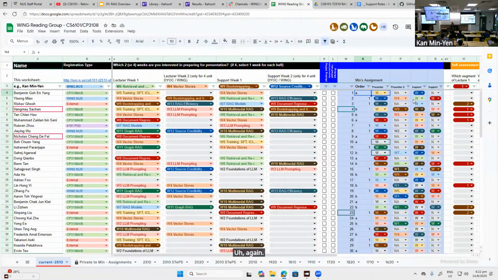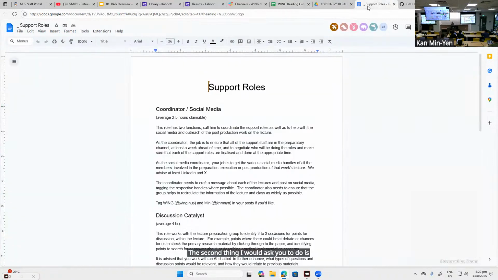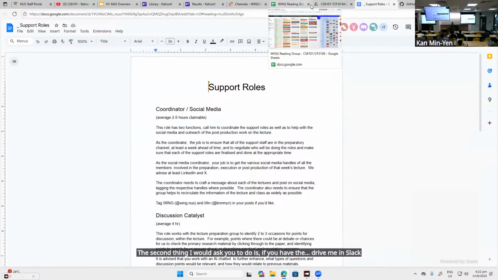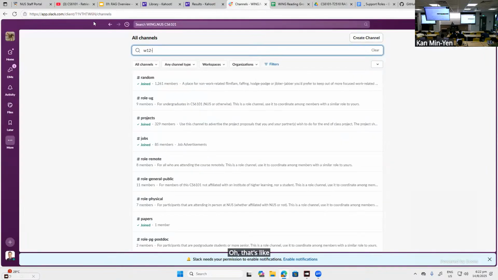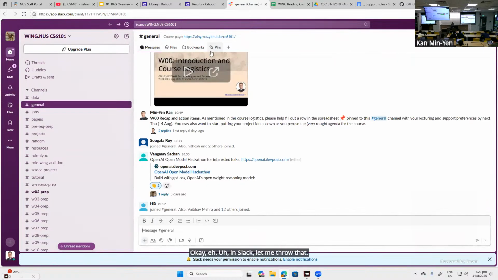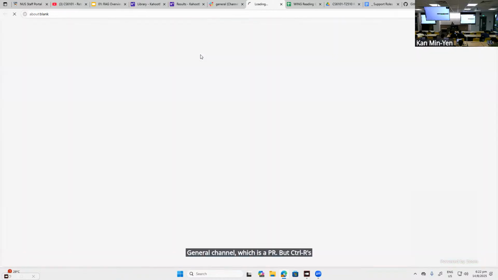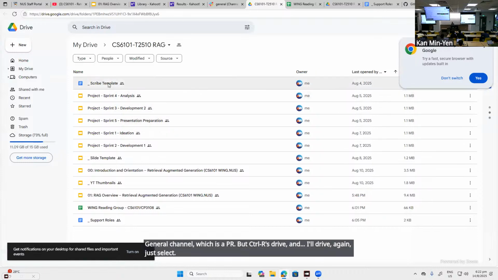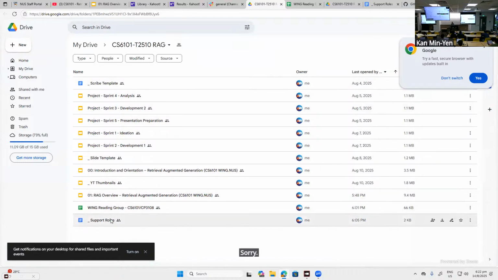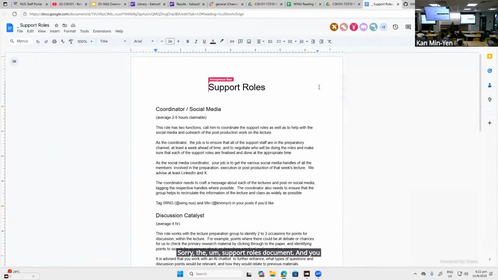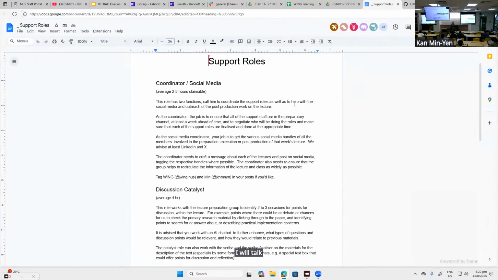But I would invite all of you, again, to go through the sheet, identify which weeks you are assigned to, go immediately to Slack, add yourself to those channels. The second thing I will ask you to do is if you have the Drive link in Slack, go again to Slack, general channel, go to bookmarks, Drive. From Drive, just select Scribe, the support roles document, and you can read about the support roles here. I will talk more about these if there's time at lecture. Otherwise, we will discuss it in Slack.